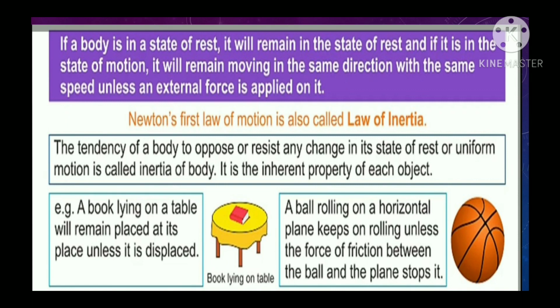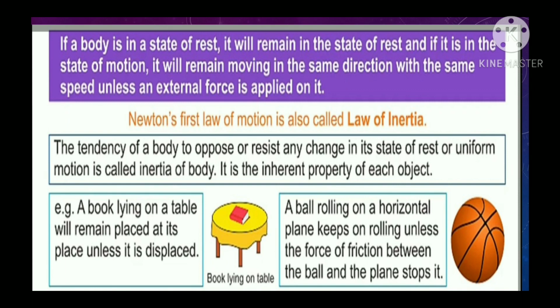If the body hits any object or collides with a wall, we can tell that is the external force. Here examples are given. See, a book lying on a table will remain placed at its place unless it is displaced. Means the book will not move. If any force is not applied, it will remain as it is. The book will remain as it is in the state of rest. A ball rolling on a horizontal plane keeps on rolling unless the force of friction between the ball and the plane stops it. See, you will understand in this way.